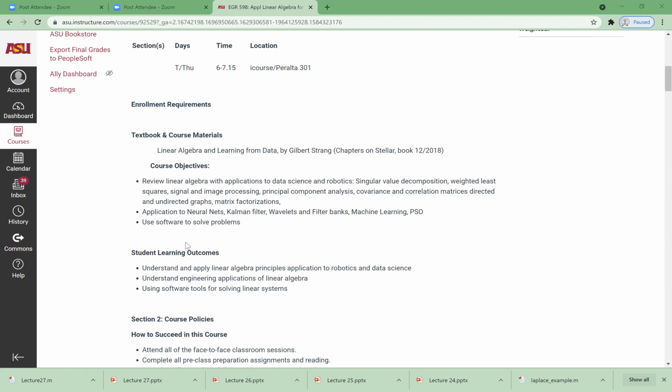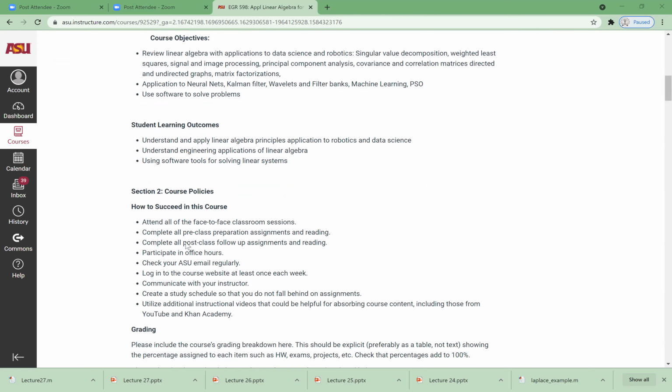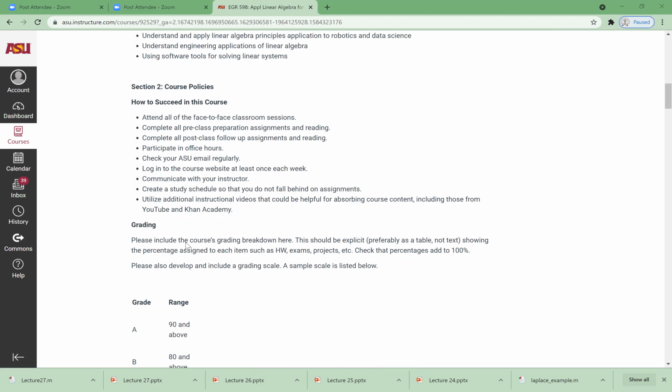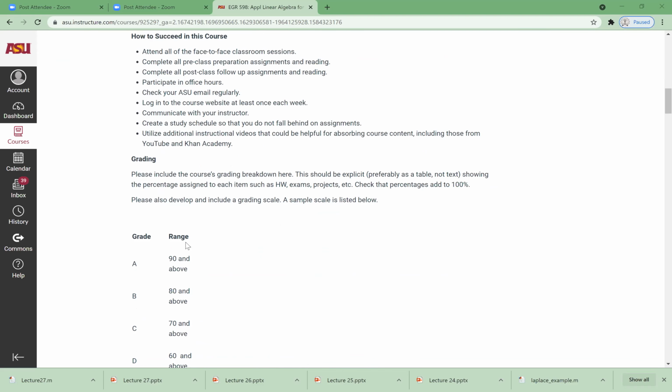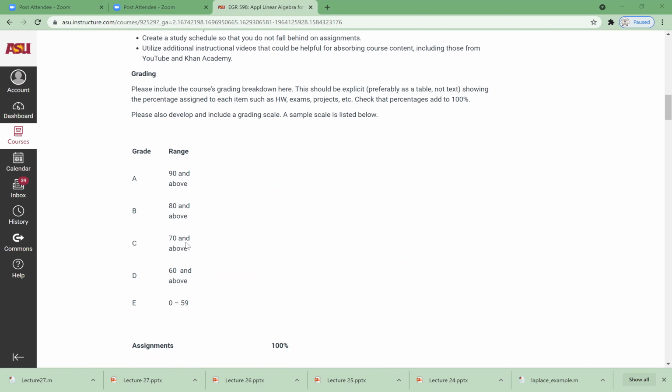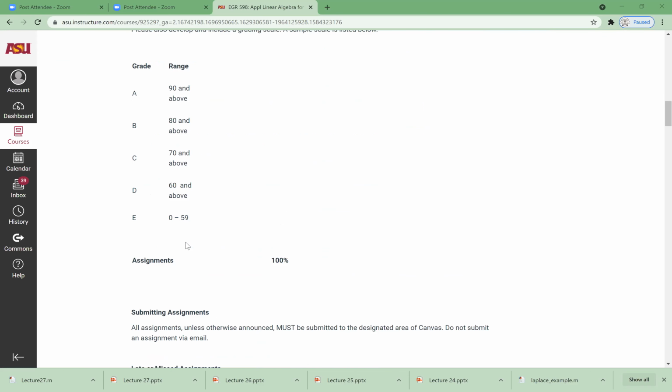If you look at the syllabus, I would like to be upfront and very systematic about the course. Here is the grading scheme. 90 and above gets you an A. You do not have a final exam or a midterm exam. What you have is just assignments. Some of those assignments are group assignments, some are individual assignments. Some are super simple, and some are very challenging.